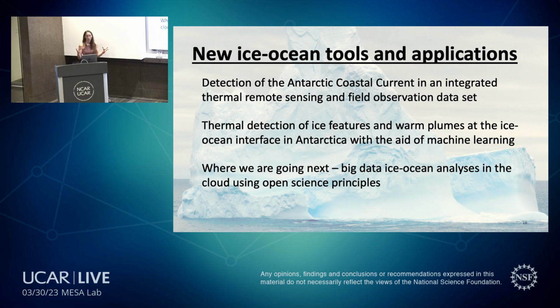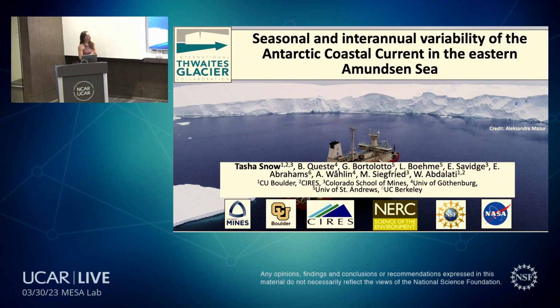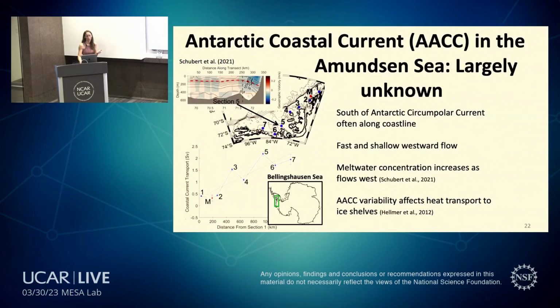So as we have this big data in ice ocean analyses and any field that you may be in, how the cloud and open science principles are helping to move the needle and push that forward. So starting out, thinking about the Antarctic coastal current, this is work done with the International Thwaites Glacier Collaboration to look at the seasonal and interannual variability in the coastal current. And just for a little background on why this is important to begin with.